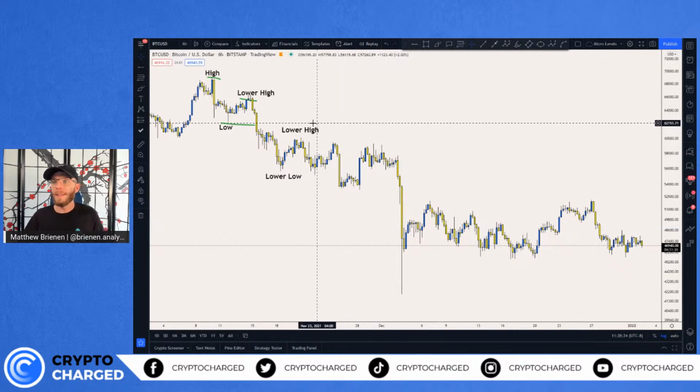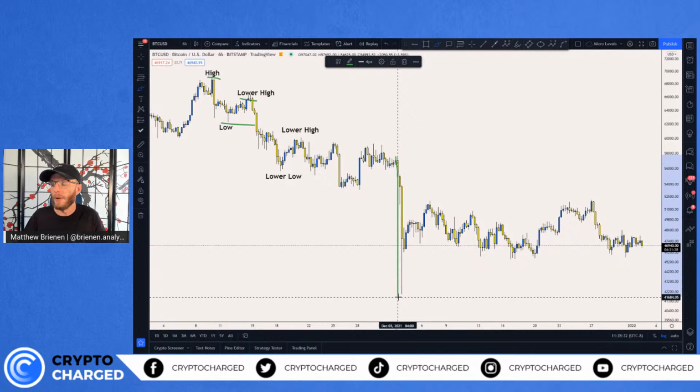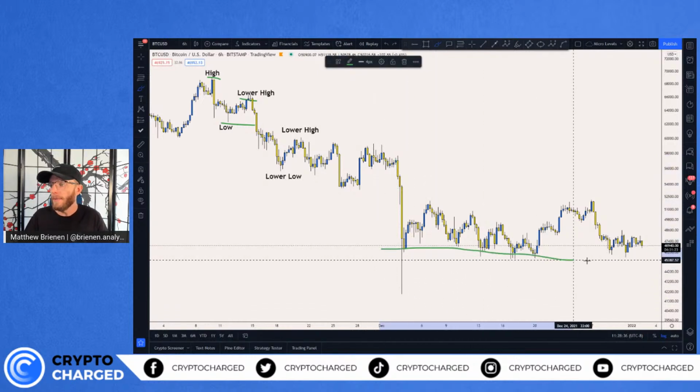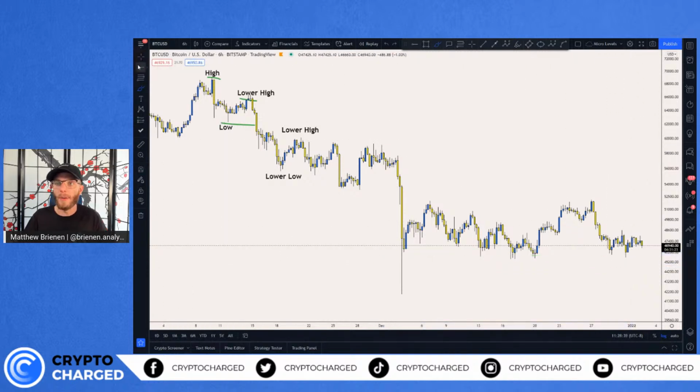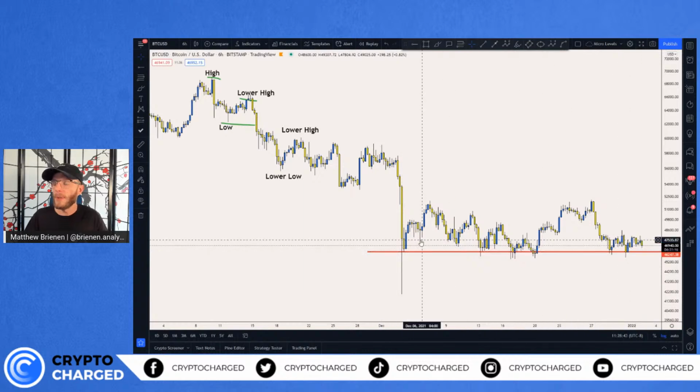So in this instance here, we continue to make lower highs, lower lows, right? And if we look here, we had our big capitulative move that happened on December 3rd, where we came all the way down to $41,000, $42,000. And now we finally found a floor of support here, right? So I'm going to grab a little horizontal ray for you here, so we can see that we found some support in this area.